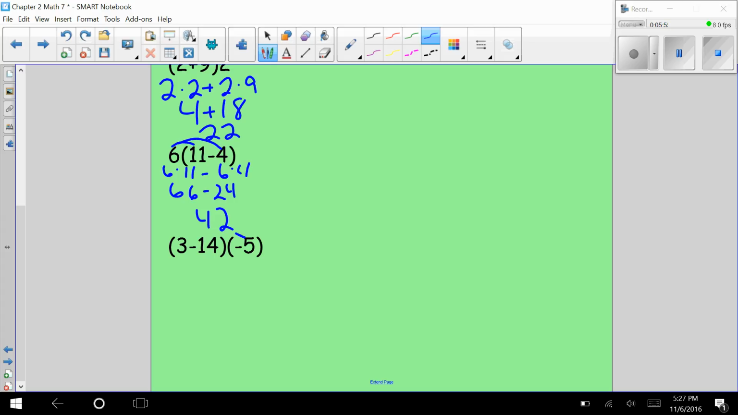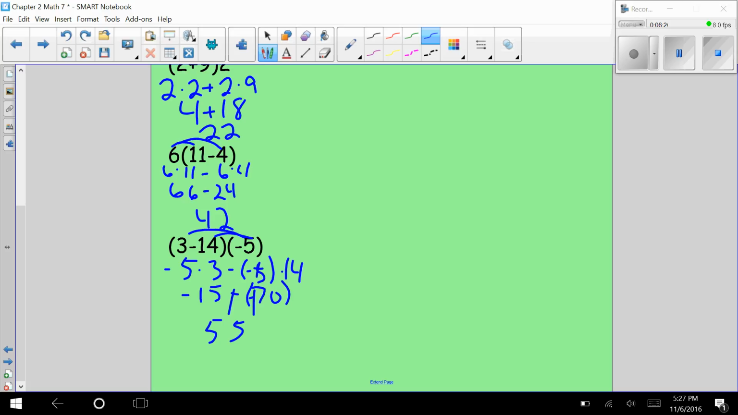And for our last one, we have negative 5 times 3 minus negative 5 times 14. Negative 5 times 3 is negative 15, minus negative 5 times 14 is 70. Oops, negative 70. Minus the negative is plus positive. Negative 15 plus 70 is 55. To double check that, 3 minus 14 is negative 11. Negative 11 times negative 5 is positive 55.